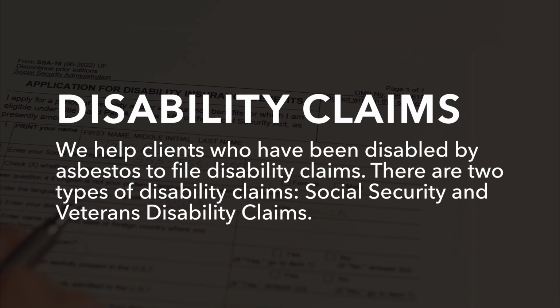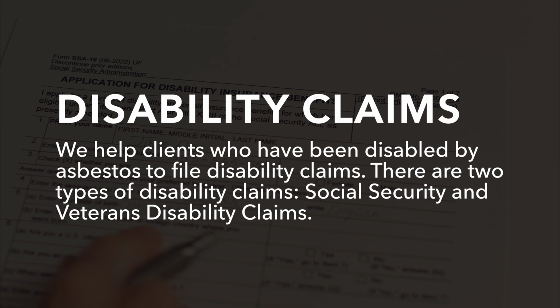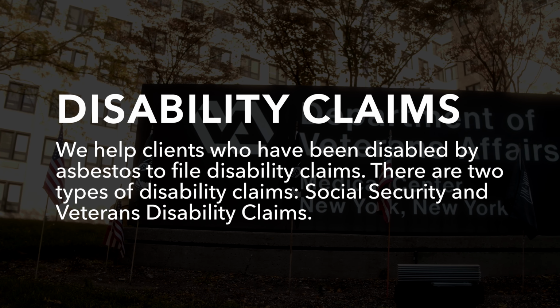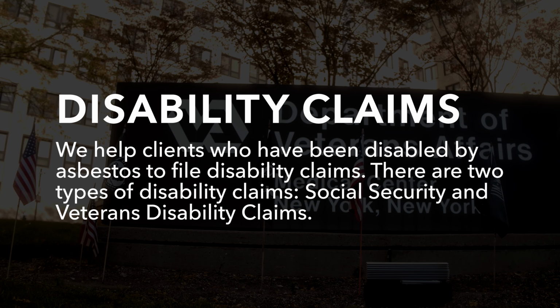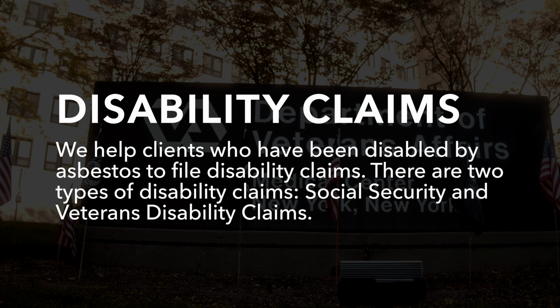There are 2 types of asbestos disability claims: Social Security disability claims and Veterans Administration disability claims. Eligibility for both types of claims is based upon whether a person's asbestos-related illness leaves them medically unable to work. And of course, Veterans Administration claims are only available to veterans.